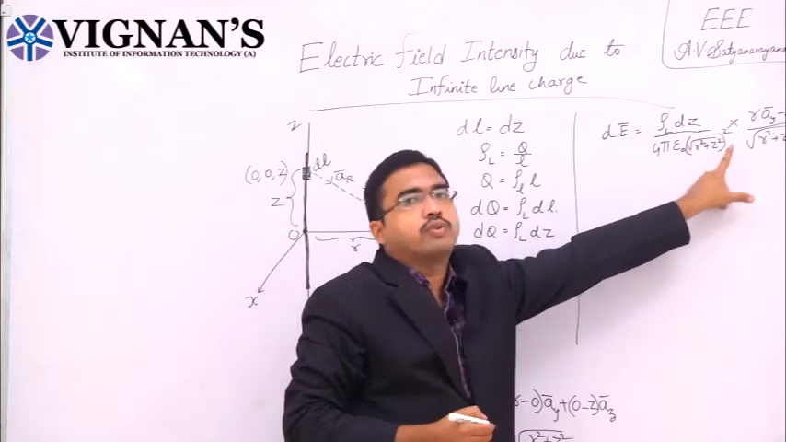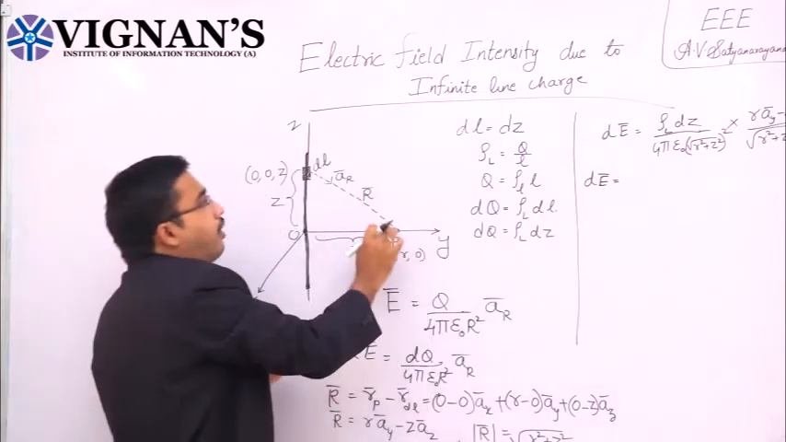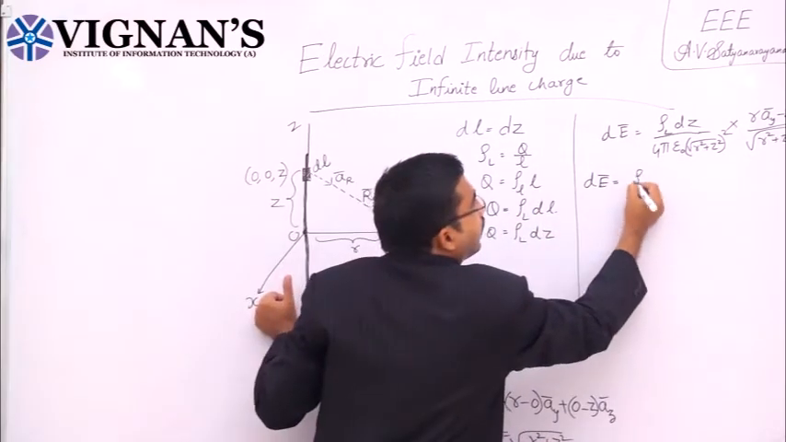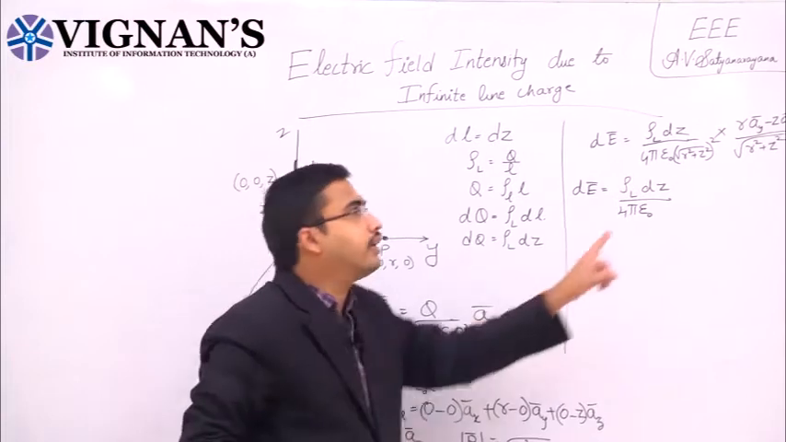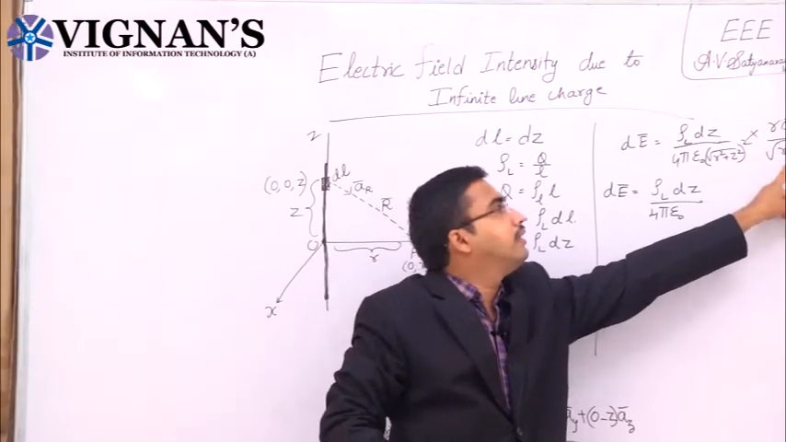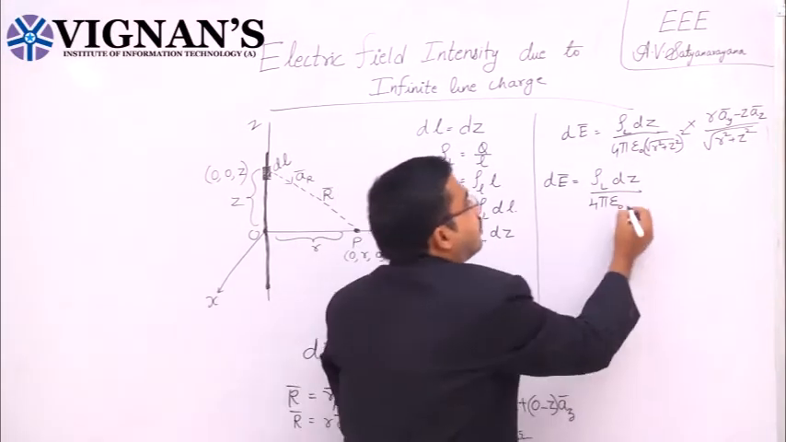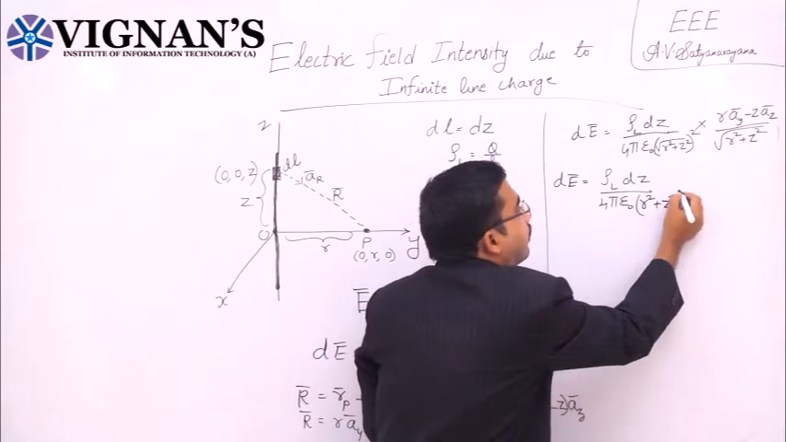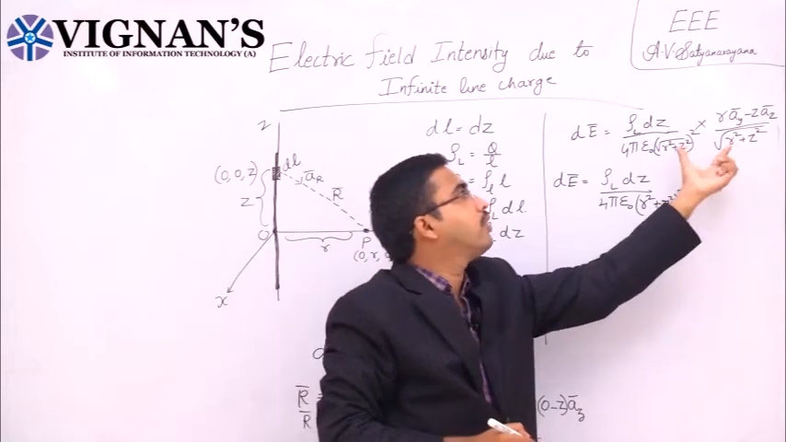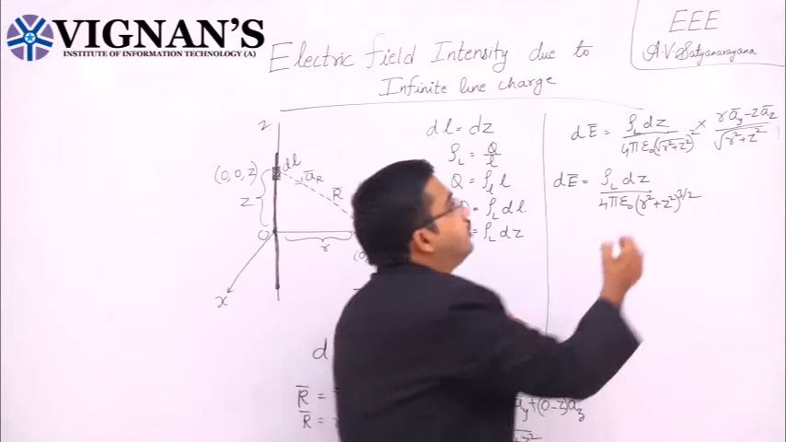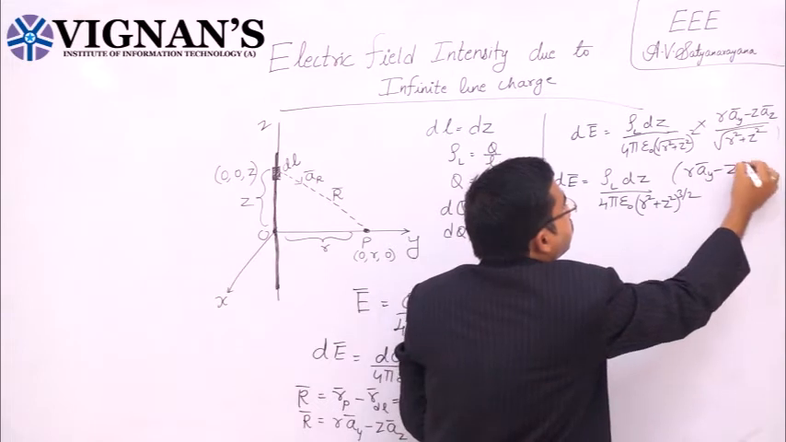Now this root and square will be cancelled. Okay. So differential electric field intensity at point P is given by rho_L dz by 4 pi epsilon naught. Here this root and square will be cancelled and this root will be to the power of 1 by 2. That power 1 plus 1 by 2 will be r square plus z square whole power 3 by 2. On adding the powers you will get 3 by 2 into r a_y bar minus z into a_z bar.